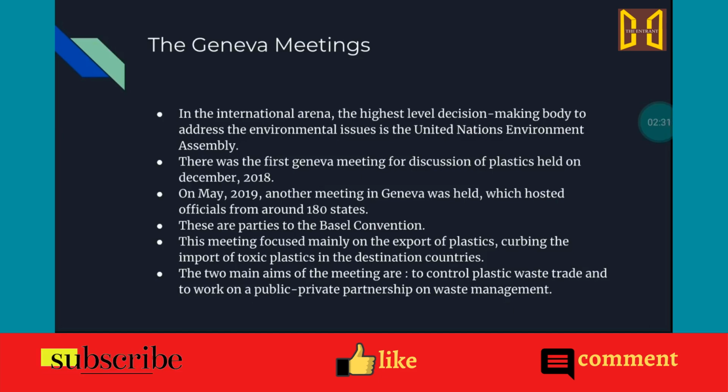Then in May 2019, a second meeting was conducted in Geneva, which was also attended by 180 states, and these are the parties to the Basel Convention. This meeting focused mainly on the export of plastic. By export of plastic, we mean the export of plastic waste too, and curbing of toxic plastics in the destination countries, which is exactly what we were talking about in the previous slide. The two main aims of the meeting are to control plastic waste trade and to work on the public private partnership on waste management. This public private waste management is called for because it is not just the private entities which can curb the plastic waste, but also the governments. The government has to aid, it has to do something about it, because that is how much plastic waste we have right now on our earth.